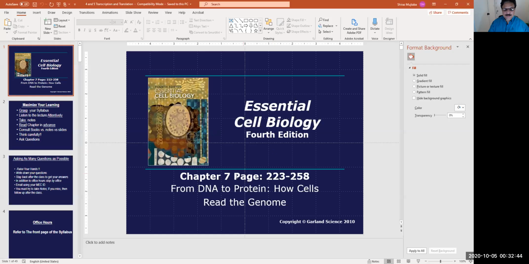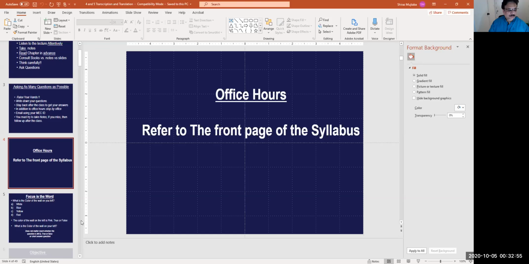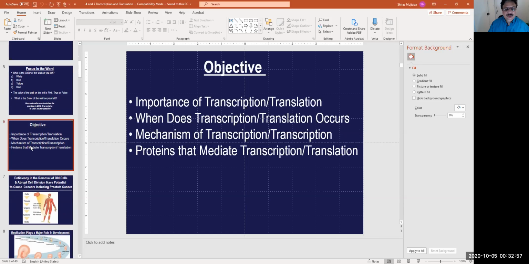So this is chapter 7, and in the book that is shown here, it is on pages 223 to 258. Let's start. What's the objective of this chapter? What is the importance of transcription or translation? When and where does transcription and translation occur? The mechanism of transcription and translation, and what are the players that support transcription and translation? So these are the objectives.